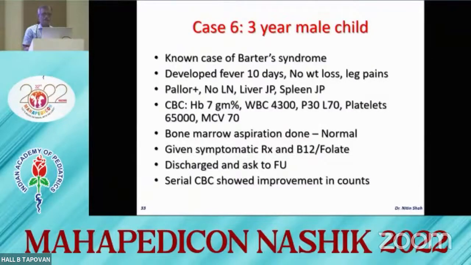He saw that the child is pale. He's got just palpable liver and spleen. So he asked for a CBC. The CBC showed hemoglobin of 7 gram. WBC is 4,300 with 30% polys. So the ANC is definitely low. The platelets are 65. They are also low. So obviously it's got pancytopenia. So he said, no, it's not my cup of tea.